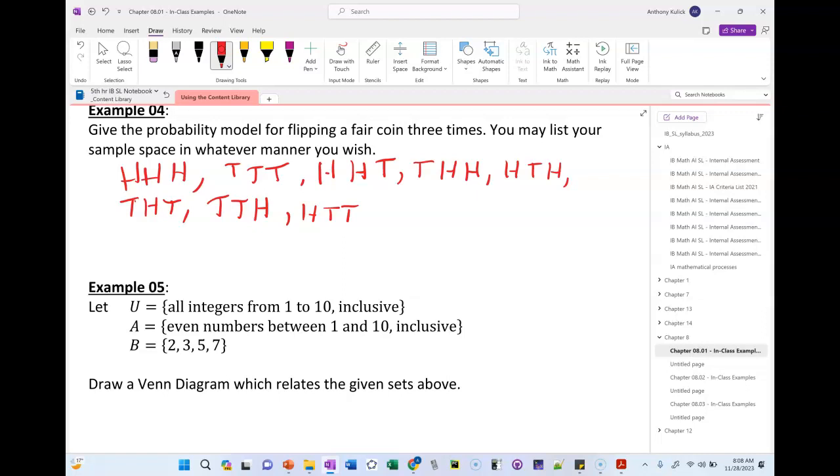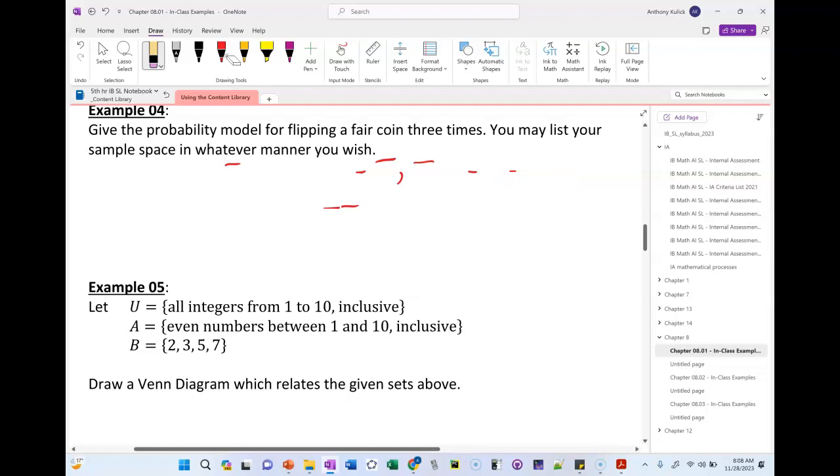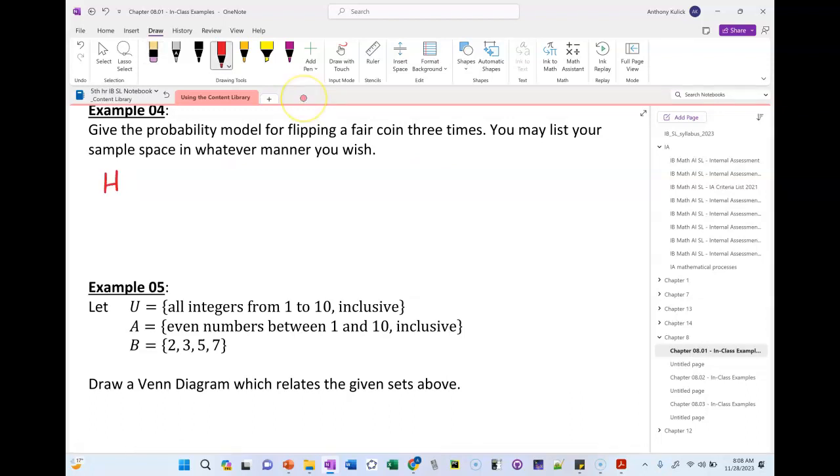That was kind of tough though, right? Because you didn't really list it very systematically. My suggestion, or the way I like to do things like this, is: I have head, head, head, and then head, head, tail, and then head, tail, head, and then head, tail, tail. Those are all the outcomes where we can start with head, right?